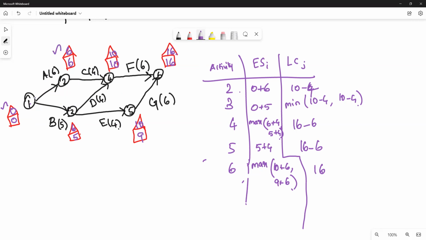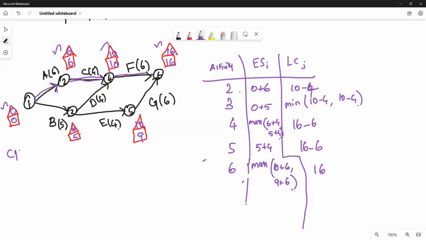So only in this both are equal, so I'll just choose this path. From 2, you have only one path, namely 4, where both earliest starting and latest completion are equal. So from 2, I'll just go to 4. From 4, there is only one path where both earliest starting and latest completion are equal, 16, 16. So from 4, I move to 6.